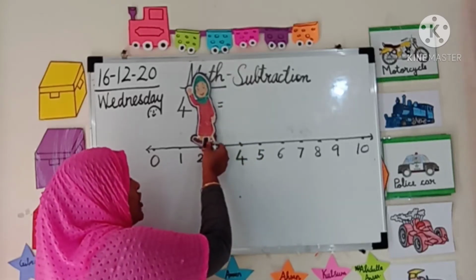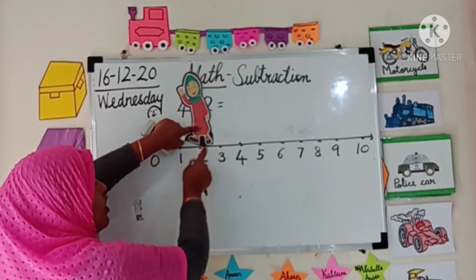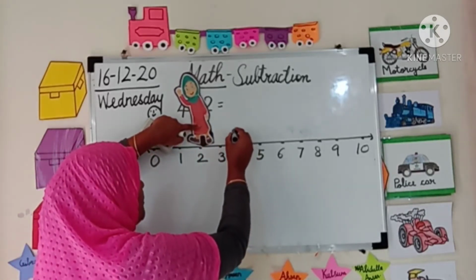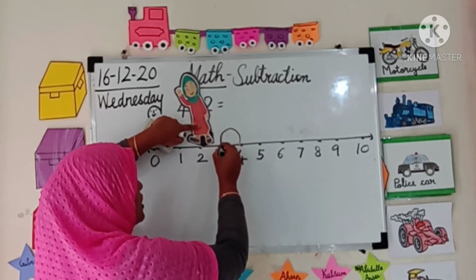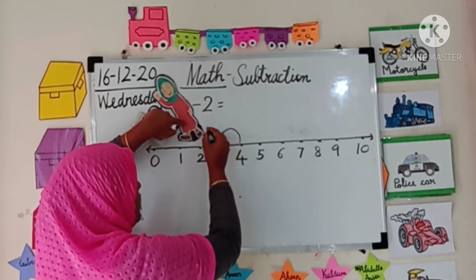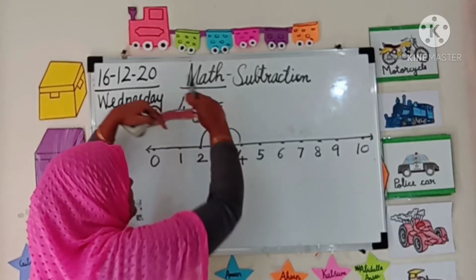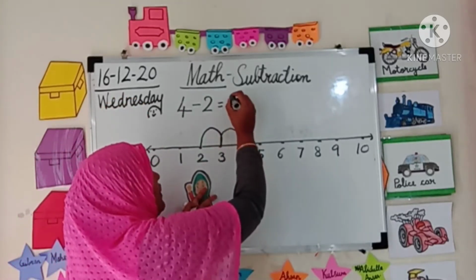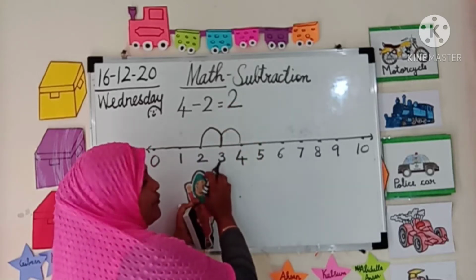1, 2. Now, Sarah is on which number over here? That's right, 2. Sarah has jumped from number 4. She took 2 steps backward. And finally, Sarah reached number 2 over here. So our answer is number 2.